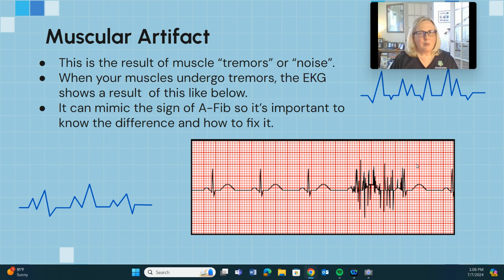This is kind of what AFib looks like. It's a little more drastic than AFib, but it can be mistaken for AFib. So we don't want the muscle tremors. Okay, so how would you fix that? I have to think about it for a second. How would you fix muscular artifact?